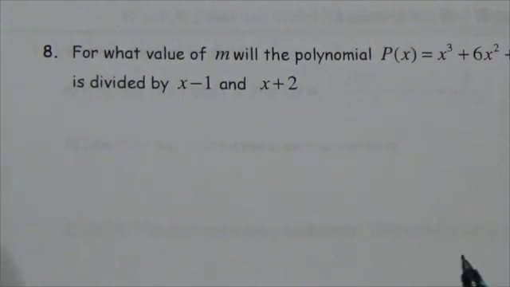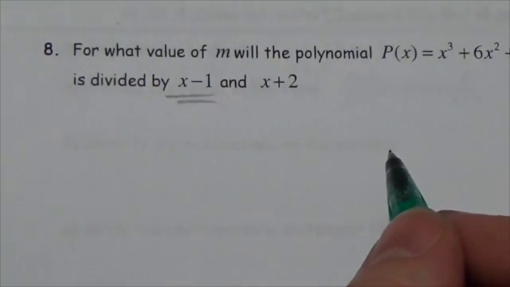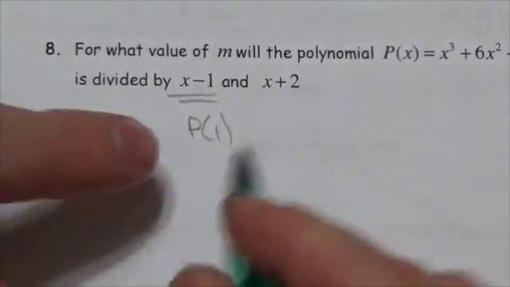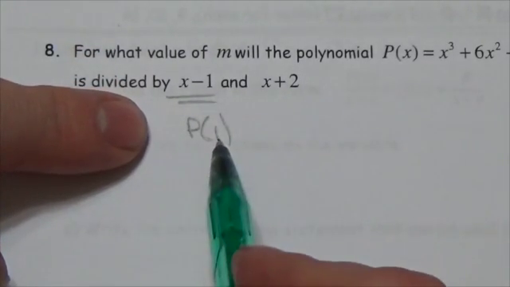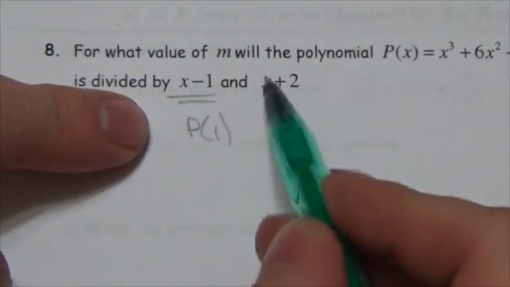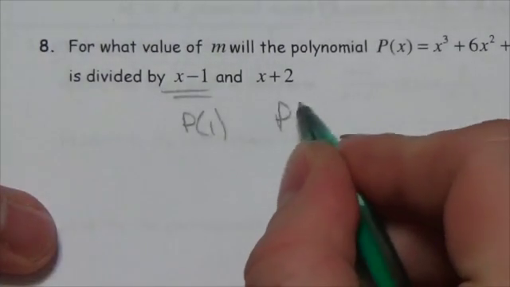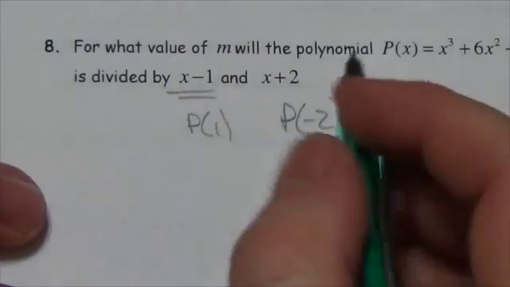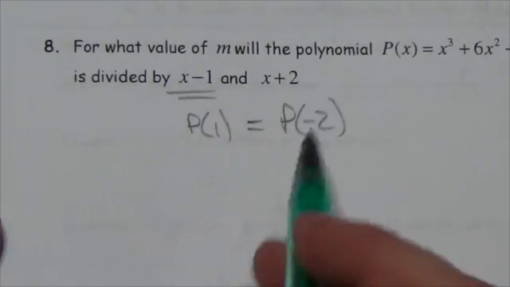Now, I might not know exactly what the remainder is when I divide by x minus 1, but I do know that it will look like this. That if I take 1, the number that makes a 0, and plug it in, this is the remainder. I don't know exactly what the remainder is when I divide by x plus 2, but I do know that that remainder will be the same as evaluating the polynomial at negative 2. And this question here tells me that these two are equal to each other. So this is what gives me the equation to solve.